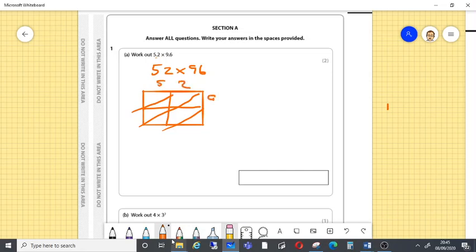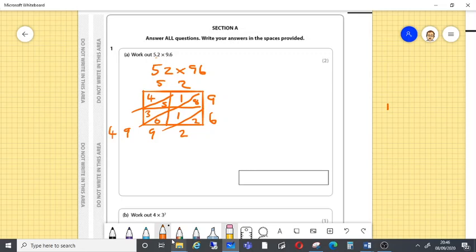52 times by 96. 2 times 9 is 18. 5 times 9 is 45. 2 times 6 is 12. And 2 times 6 is 12, and 5 times 6 is 30. Carry them over on the diagonals. So the first diagonal we've got 2, the 8 and the 1 add up to 9, the 1, the 5 and the 3 also add up to 9, and the 4 on its own leaves us with 4992.